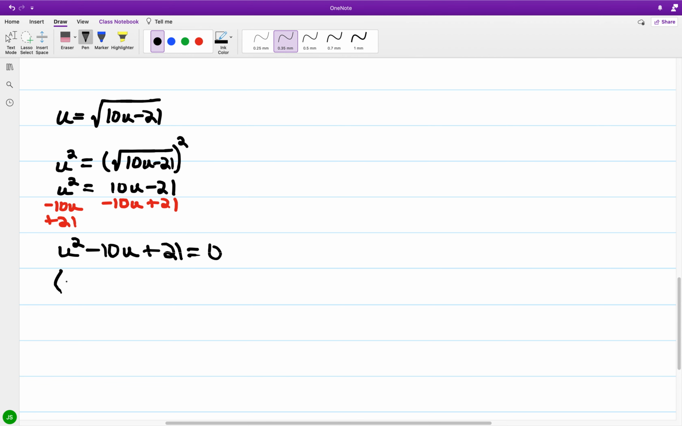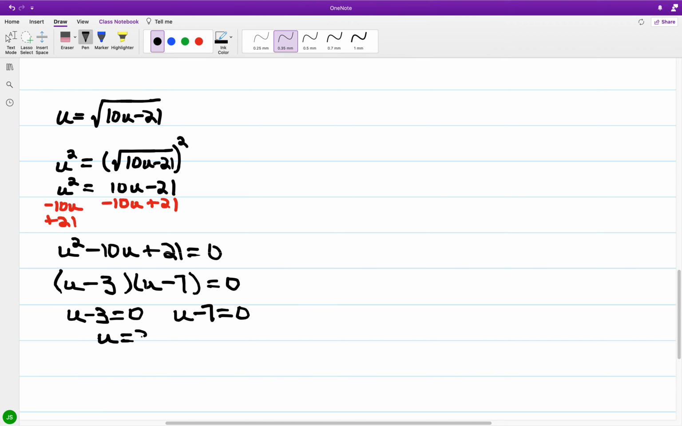Here we have a factorable trinomial. The factors of 21 that add up to negative 10 are negative 3 and negative 7. Utilizing the zero product property, upon setting u minus 3 and u minus 7 to 0, we have u equal to 3 and u equal to 7.